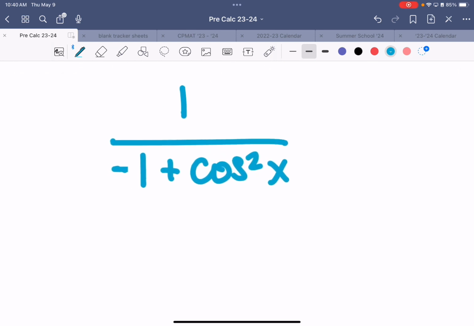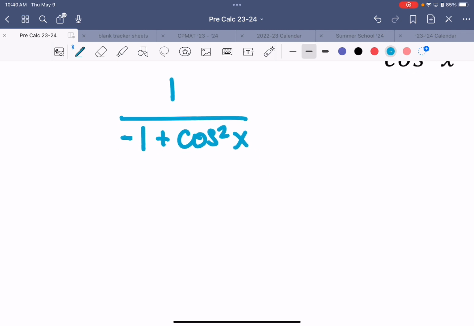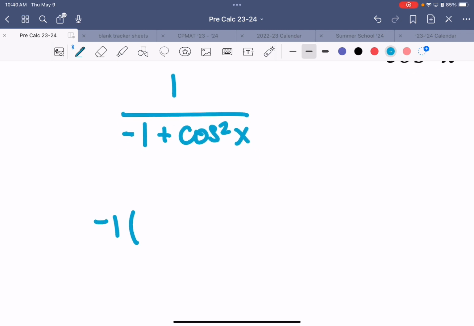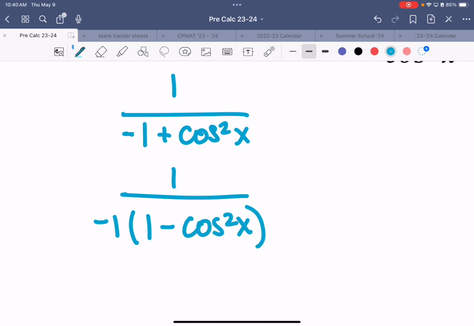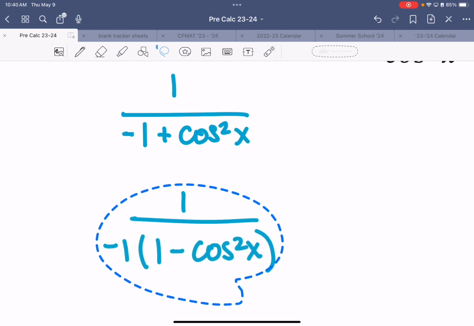Anytime you have to rearrange, remember we mentioned it earlier, and the signs are wrong, you're always just going to take out a negative 1. So I take a negative 1 out. There we go. Negative 1 divided by negative 1 is positive 1. Positive cosine squared divided by negative 1 is negative cosine squared. So remember, what we do when we divide by a negative 1 is we're just changing the signs.